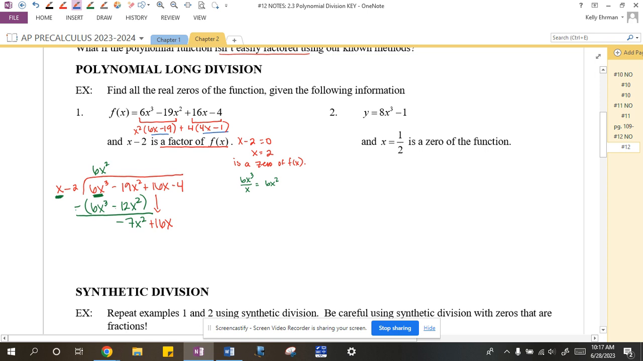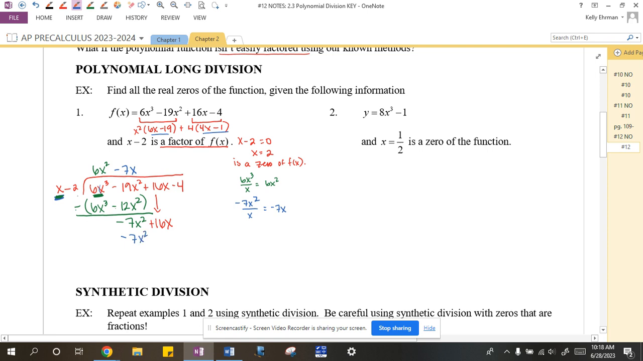So what would we multiply x by to get negative 7x squared? Or off to the side again, you can think of what is negative 7x squared, including the sign there, divided by x. It's negative 7x. So it is minus 7x that I put up here. In other words, I usually use the what would I multiply by. So I would multiply x by negative 7x to get negative 7x squared. And then we take just the negative 7x and multiply it by x minus 2.